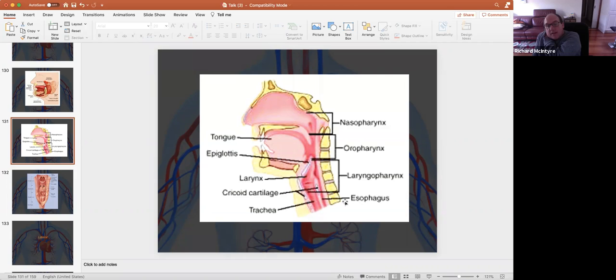And then of course we have the esophagus underneath. You'll see some literature describe the nasopharynx, the oropharynx, and the laryngopharynx or the hypopharynx. They're the same things, okay? They start from the top of the epiglottis. So the larynx and the epiglottis are all in the hypopharynx. And then of course we've got the other structures, the cricoid. Tongue is obviously in the oropharynx, as is the nose in the nasopharynx.